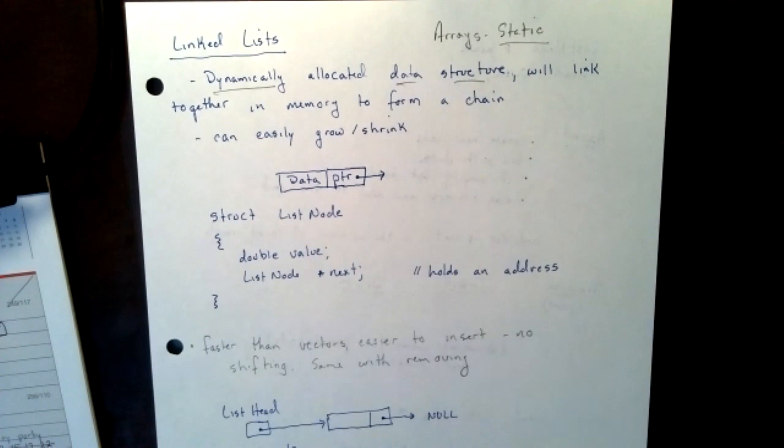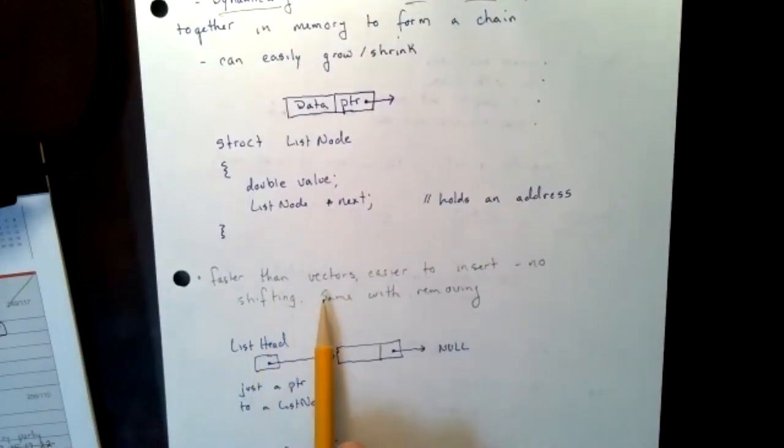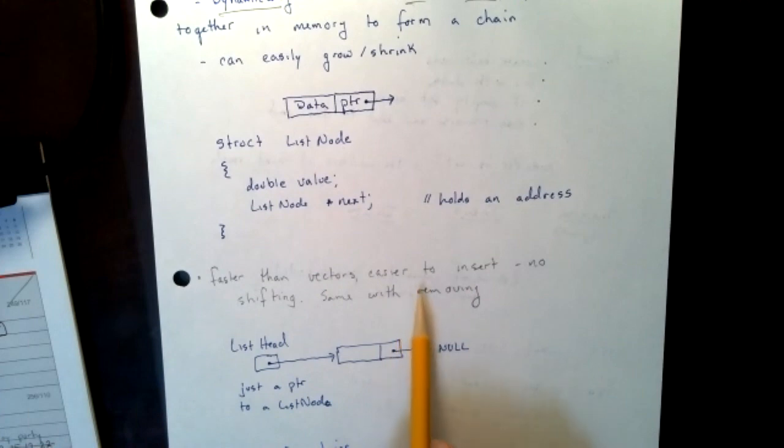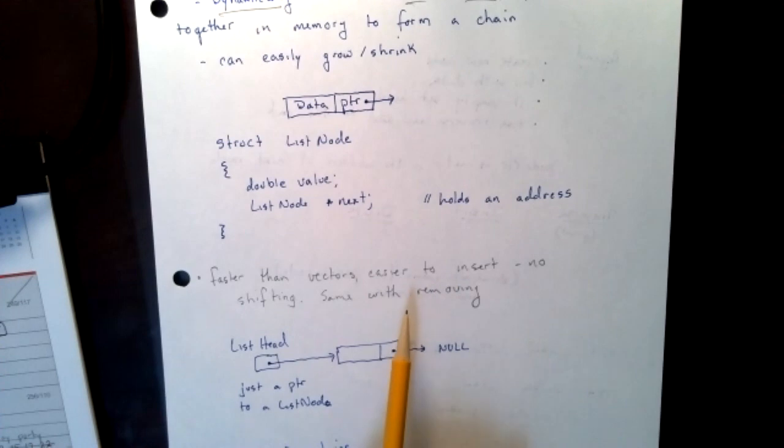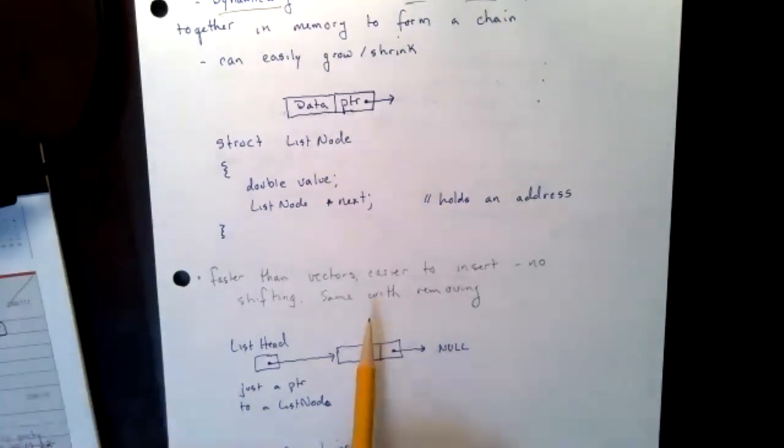When we learned about arrays in 161, we also had the vector thing going on. A vector was nice, except it sort of worked like an array. If you see down here, I have a note. This is faster than vectors because one, it's easier to insert and there's no shifting going on. And same with removing. If I wanted to remove the very first item, and I had 10,000 items, everything had to get shifted to the left. And the other thing with vectors was we had to remember all the names.